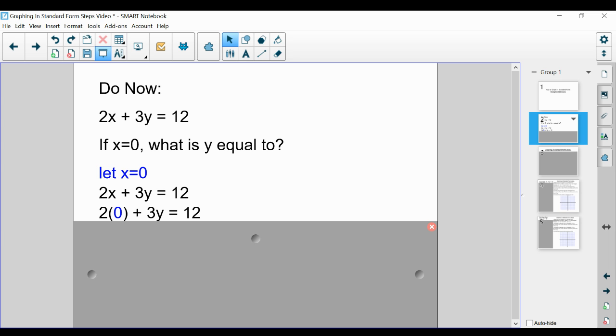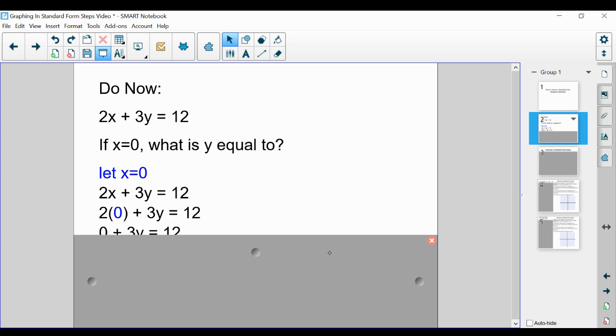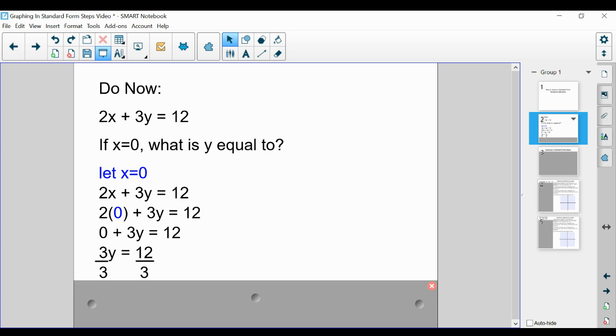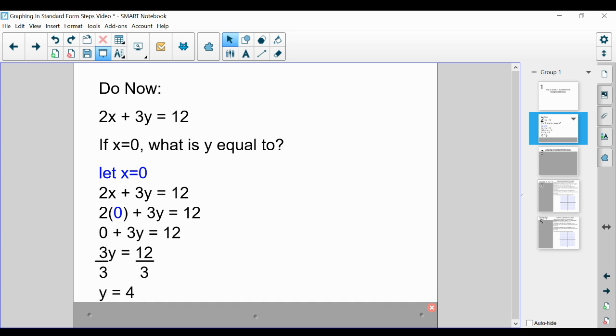We know we can simplify 2 times 0. That's just 0. 0 plus 3y is really just 3y. That 0 fades out. So we're left with 3y is equal to 12. We want to isolate for y. We have 3 of them, so we have to divide both sides by 3. In doing so, we get that y is equal to 4. Awesome. Great job. This is what's going to be the foundation of graphing using the intercepts within standard form.